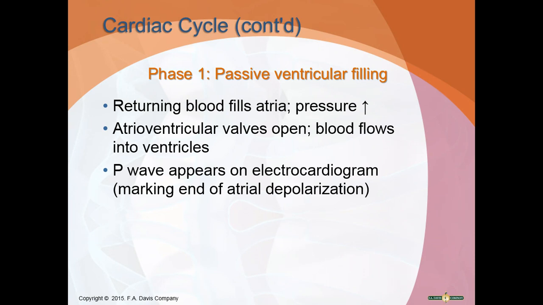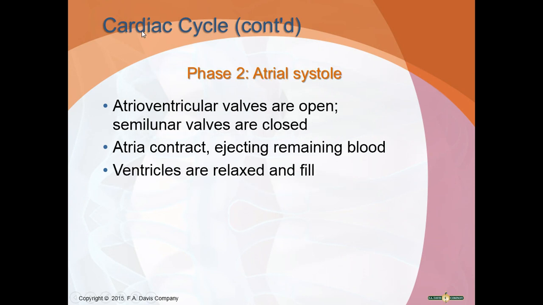Phase 1 is passive ventricular filling. Returning blood fills the atria. The pressure increases. The atrioventricular valves open. Blood flows into the ventricles. The P wave appears on the electrocardiogram, marking the end of atrial depolarization. So we're starting from the beginning, and what's happening shows the P wave, and then we're going to go to phase 2. That's atrial systole.